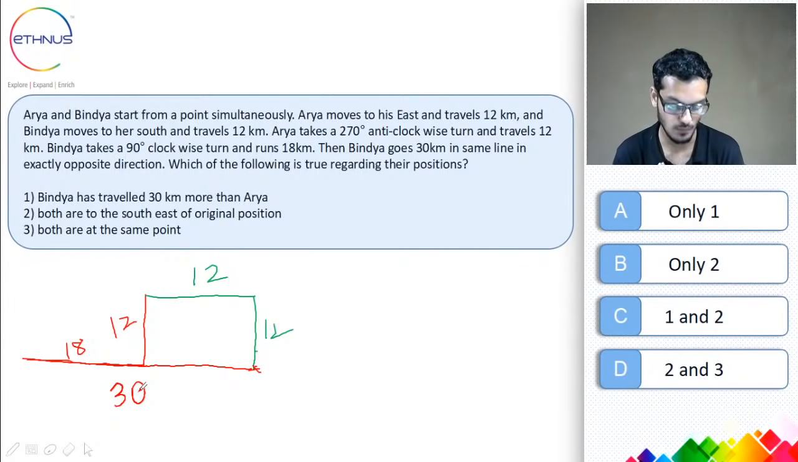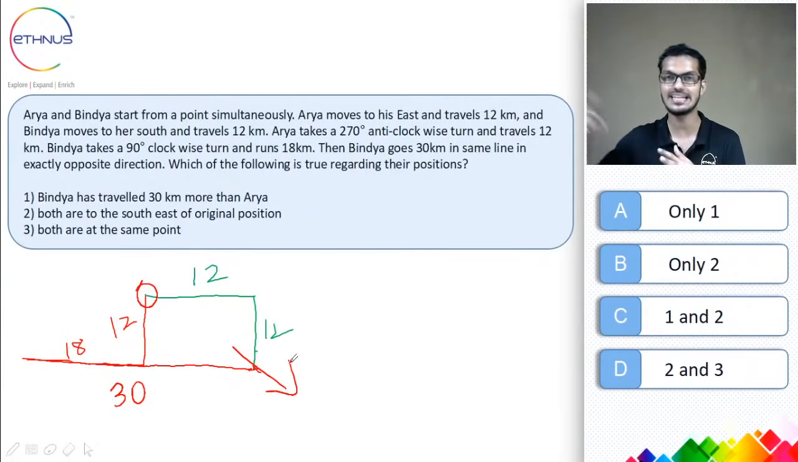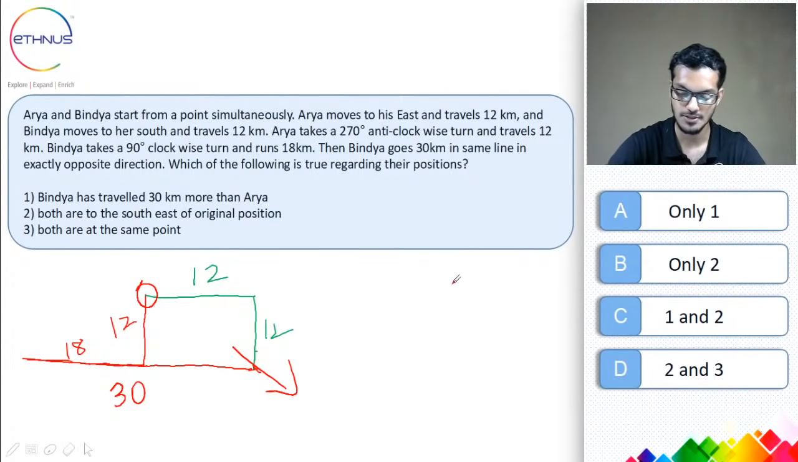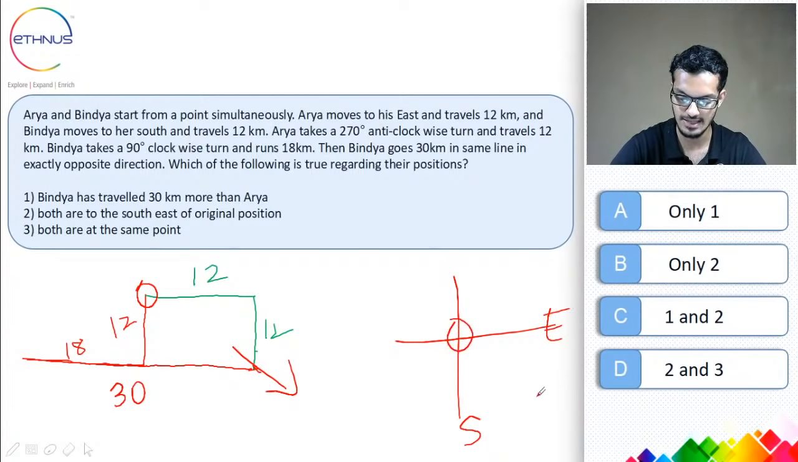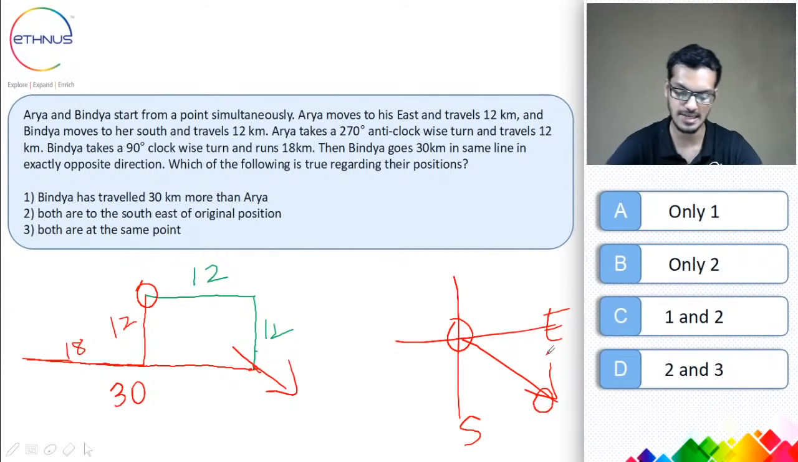If you see the other one, both are to the southeast of the original position. Yeah, that is true. If they're starting from this position here, this position will be the southeast place. So that is correct. Both are to the southeast with respect to the original position. Okay. So if you see here, northwest, this is south and this is east. So if they have started here, they are in this particular position, which is southeast. So which is correct. So the second one is true.